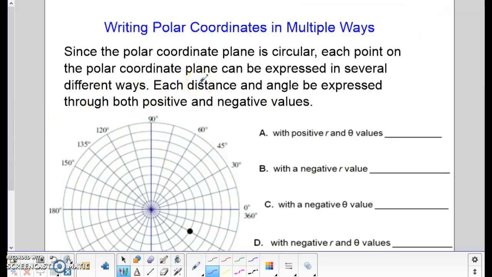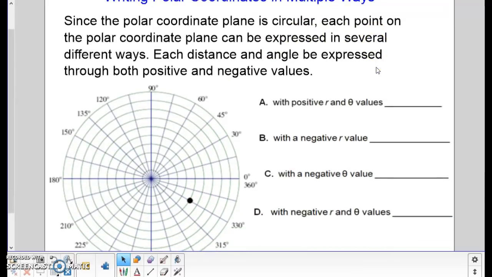You can write polar coordinates in multiple ways. There's not just one way. It's not always just r and theta; you can use positive r's, negative r's, positive thetas, and negative thetas. We're going to look at what it would look like to write the exact same point in 4 different ways. We're going to start with the basic one, positive r and positive theta.